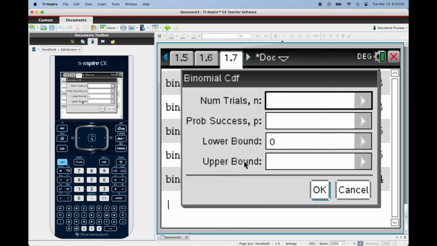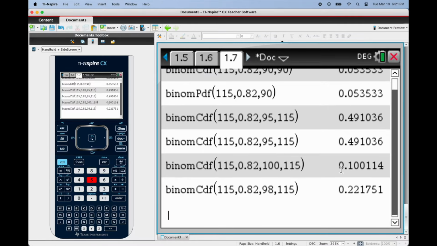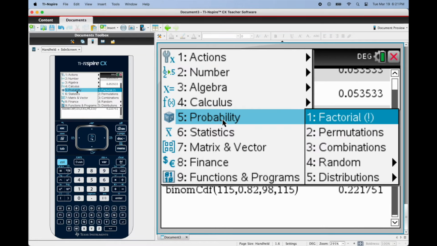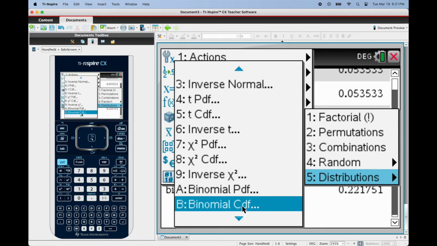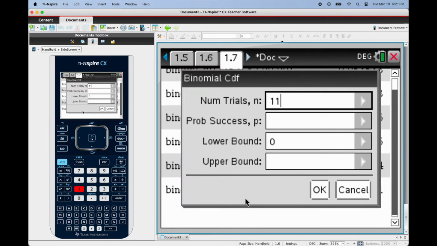BinomCdf, number of trials again, 115, 0.82. Let's go halfway between, and let's write 98 or 97. 98 should be okay. Lower bound, 98, upper bound, 115. Alright, so potentially we could still do better. Let's see. Probability, distributions. I believe this will probably be the last one. Number of trials, 0.82. Lower bound is, let's say, 97 this time, and the upper bound is 115.